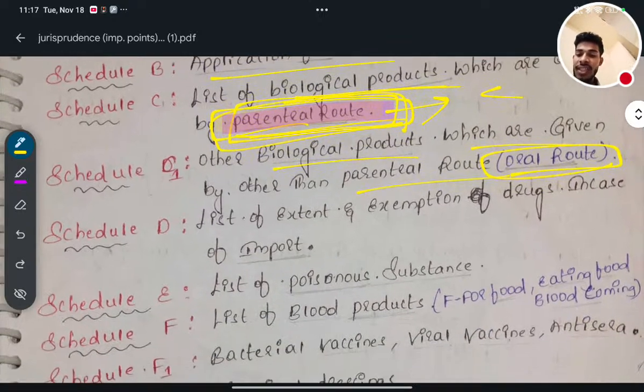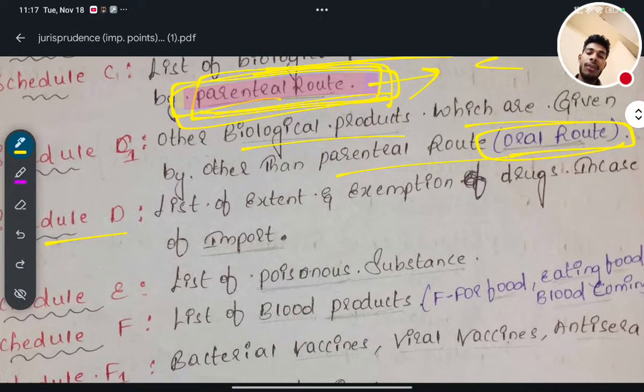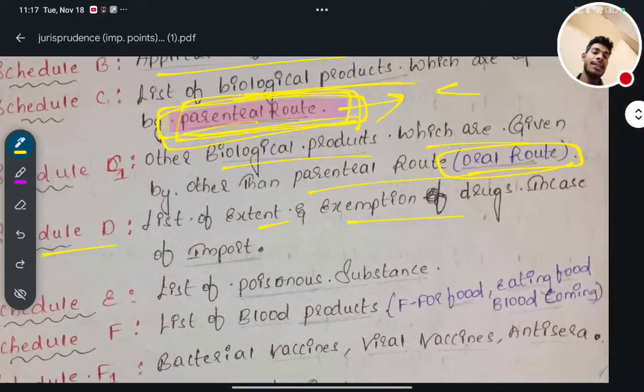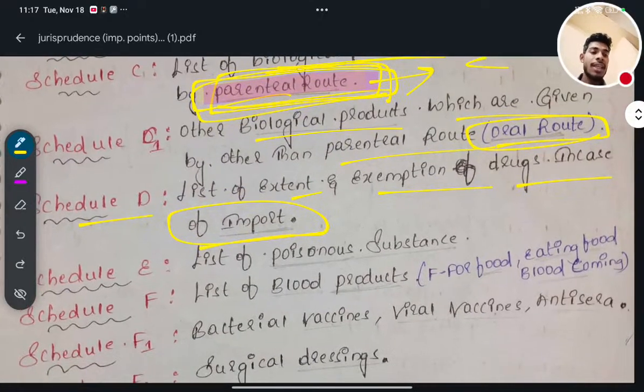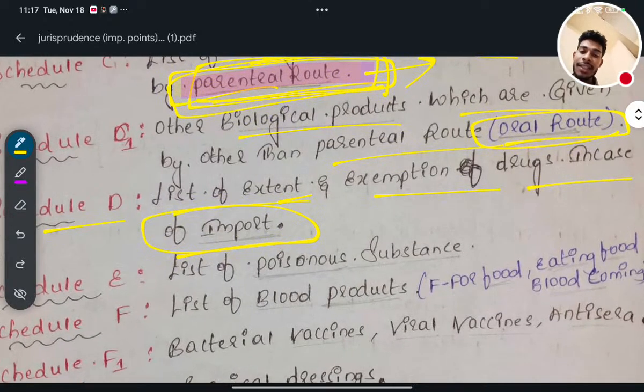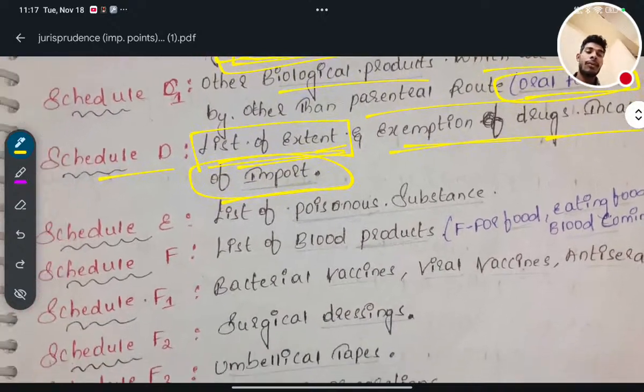Okay, next Schedule D, list of exempted drugs in case of import. Some drugs are directly imported in the name of their drugs, and there will be a list. So you have to remember the list of exemption of drugs, like important drugs, these are the important drugs.